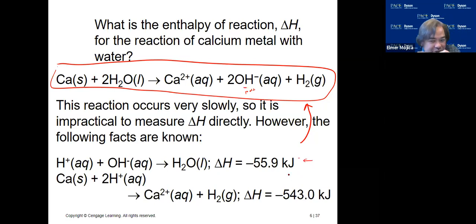How do you call it during the election when the red becomes blue and the blue becomes red? There's a term that they use. You flip the reaction. And if you flip that, this one will become positive.